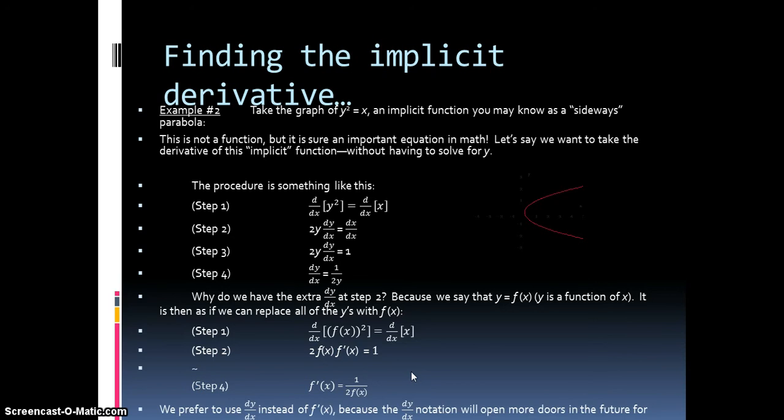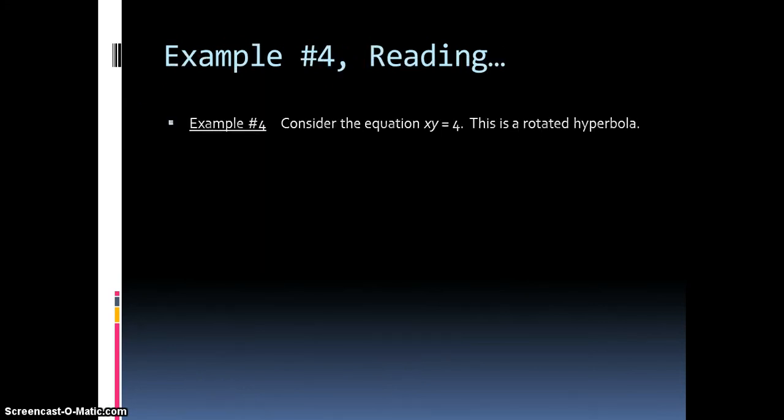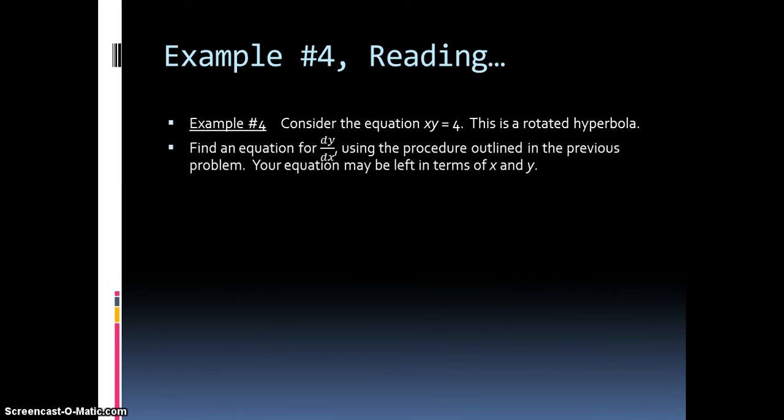We will prefer to use dy dx instead of f prime of x, because that dy dx notation will help us in the future when we deal with differential equations. So here's an example from an old reading. Consider the equation xy is equal to 4. This is a rotated hyperbola.